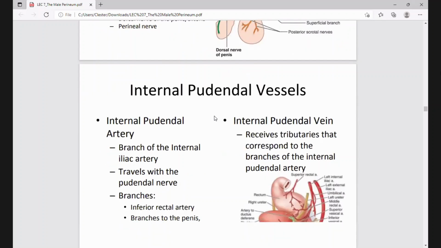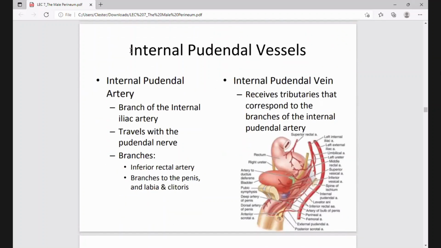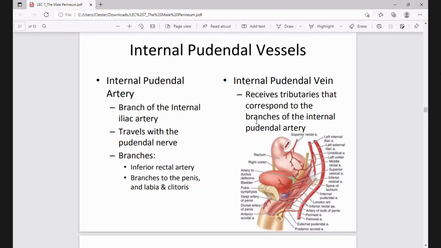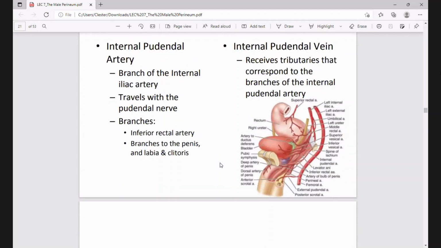Now, accompanying the pudendal nerve is, of course, the internal pudendal artery. We know that the internal pudendal artery is a branch of the anterior division of the internal iliac artery. Its direction is the same as that of the pudendal nerve, and its branches travel together with the pudendal nerve, with almost the same branches as those of the nerve.